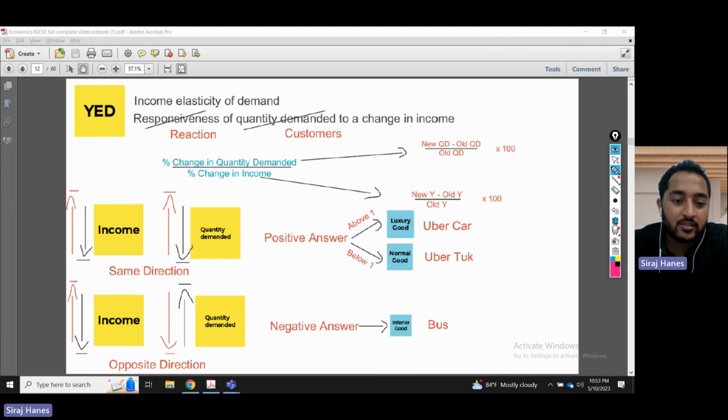When their income changes. How do we calculate this? Same equation, guys. Percentage change in quantity demanded over percentage change, instead of putting price, we say percentage change in income. Remember, I told you, don't get confused. There are multiple equations now, right? Always keep quantity at the top. Quantity should always be at the top. How do we calculate percentage change? Same old thing. New minus old over old into 100.